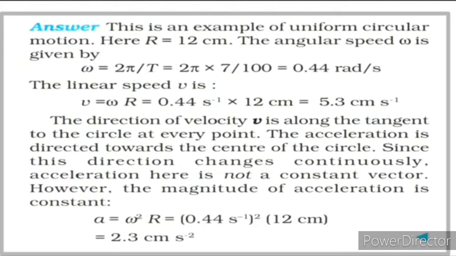But the magnitude of acceleration is constant, and the magnitude of acceleration is given by a is equal to omega square r. So you can substitute for omega and you will get the answer to be 2.3 centimeter per second square. Coming to acceleration, its unit is meter per second square in SI. So in CGS it will come centimeter per second square.